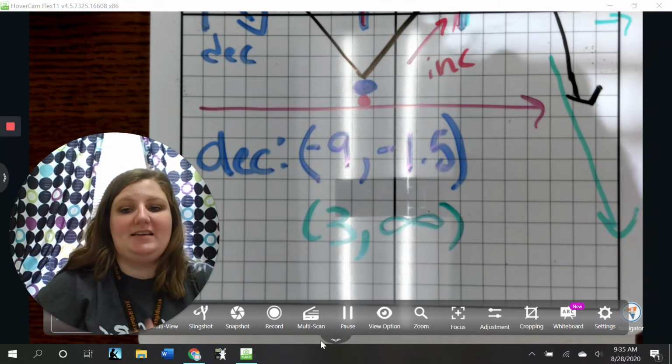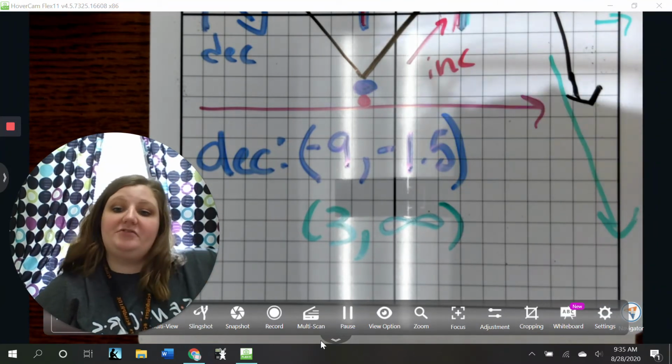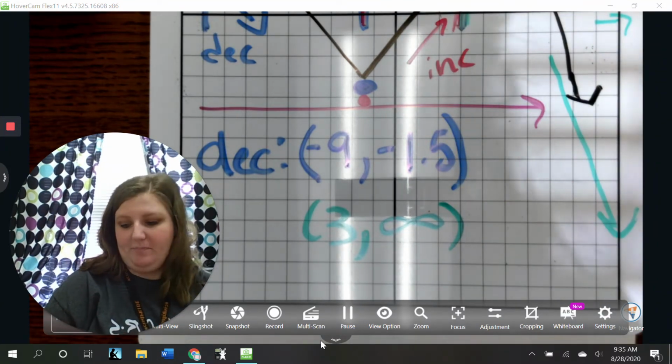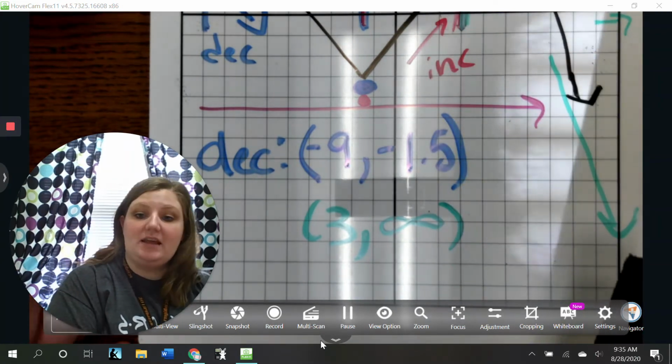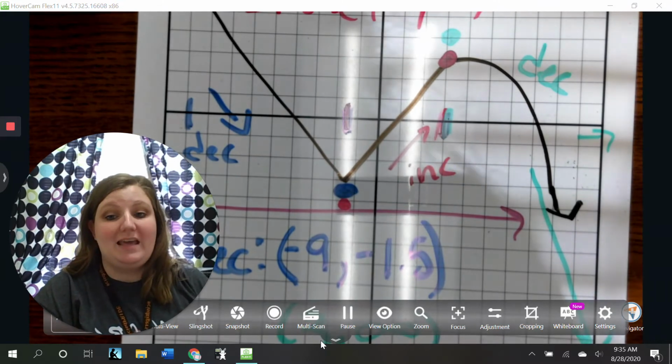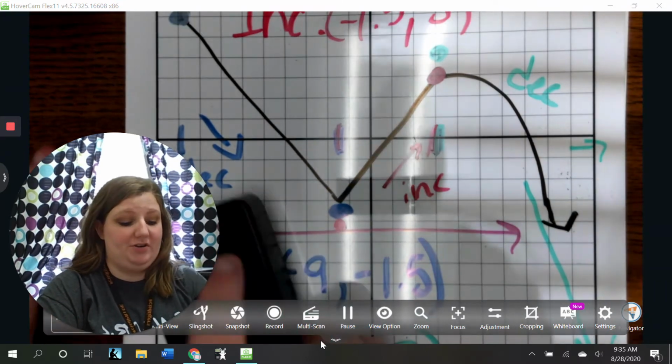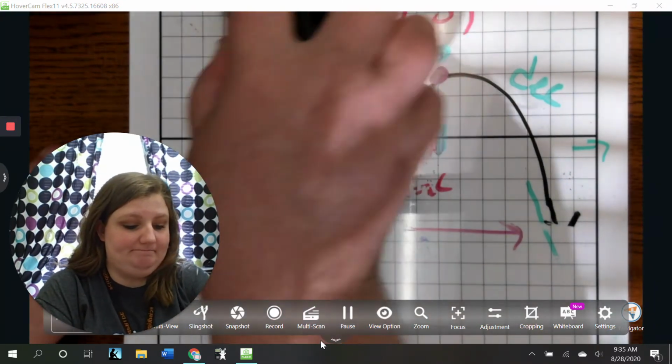Our graph is going to keep going down as we go off to the right, off to the side of our paper. Okay, so that's increasing and decreasing. Big thing there is just remembering to use the x values to describe where you're increasing and where you're decreasing.